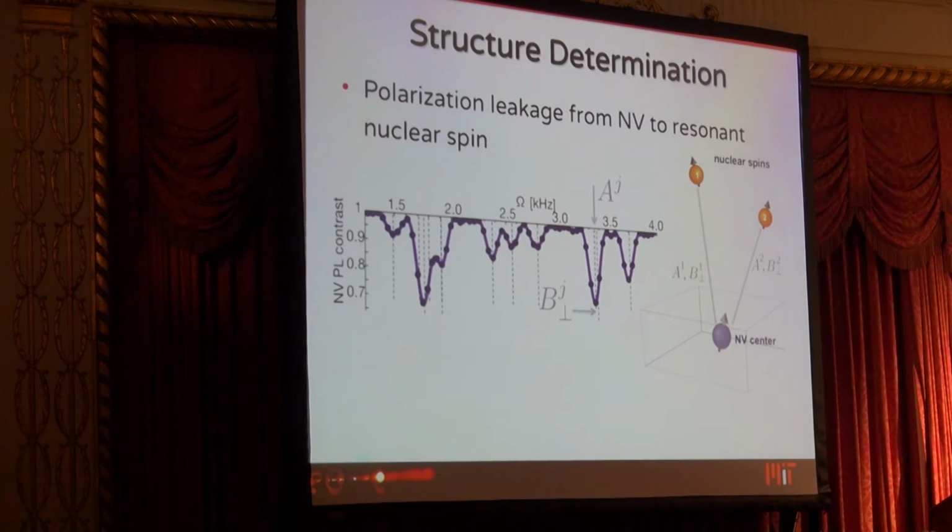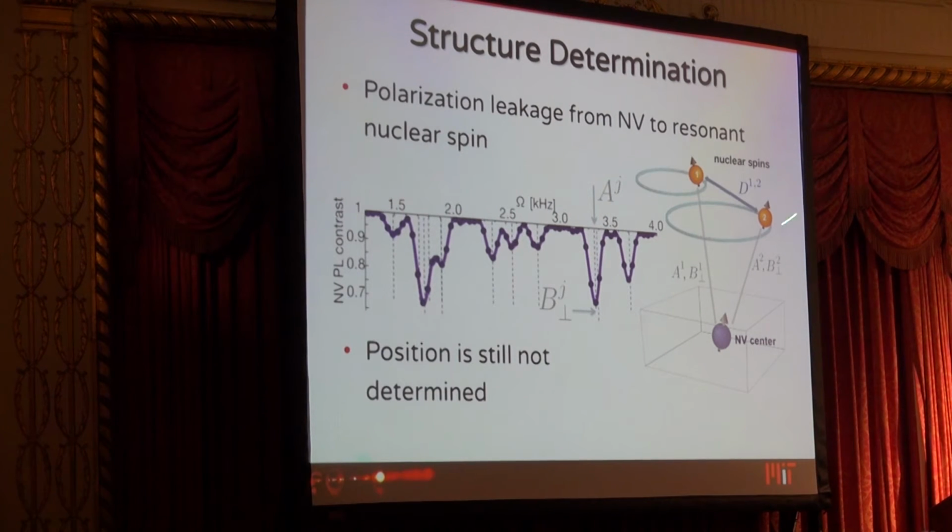This is still not enough to actually resolve the complete structure, because what we have is a symmetry overlap of these 2 spins. So these 2 parameters, the dipolar coupling between the NV spin to the nuclear spin, have this intrinsic symmetry, and so we cannot know where on these cones the spins are.